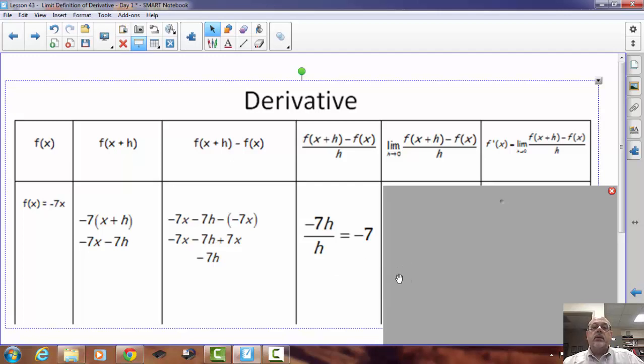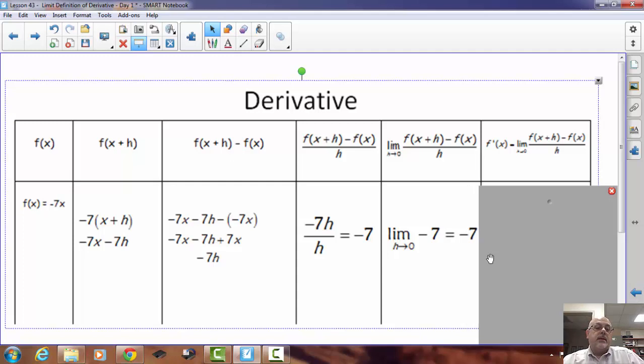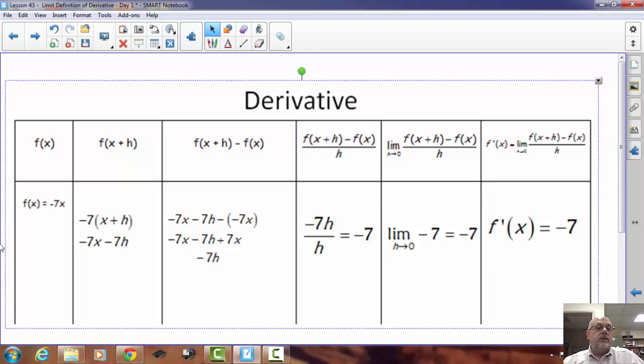So now we're going to look at the limit as h approaches 0 of this. And we now know this expression is equal to negative 7. So the limit as h approaches 0 of negative 7 is negative 7. There's no variable to substitute into. So therefore, the derivative of negative 7x is just negative 7. Now, there are a lot of steps here, so if you need to go back and replay this, that's fine.